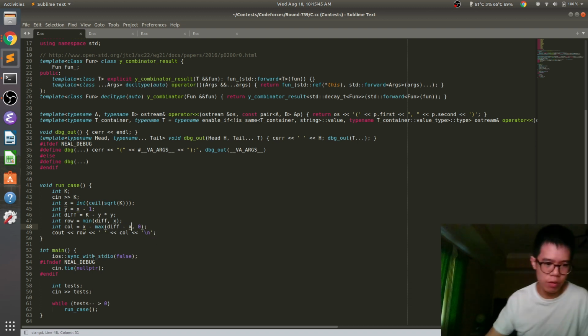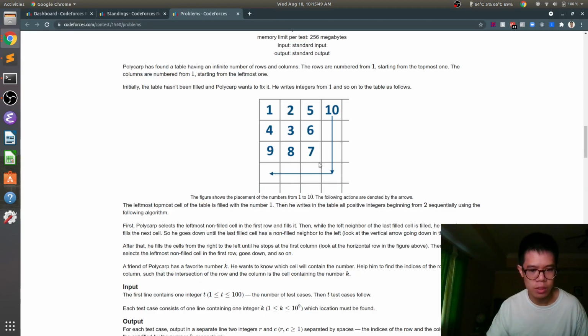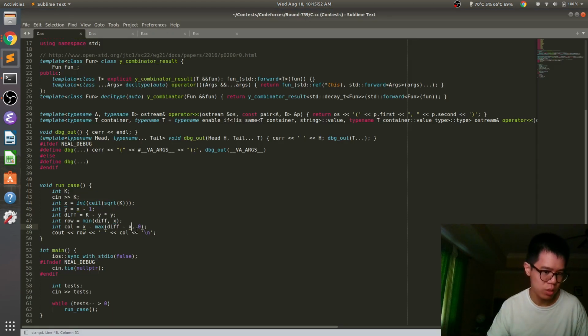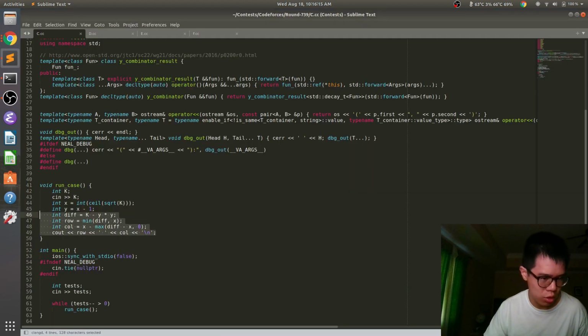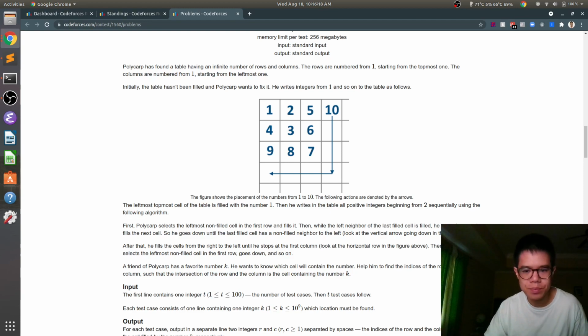So when diff is 5 and x is 4, we're subtracting 1 from the column. But if the diff is 4 or less, we're not subtracting anything. That's why it's max with 0. And that gives you the row and column, and we just output that. If you're confused about this, it's good to just work through 10, 11, 12, 13, 14, 15, 16, and make sure that it makes sense. And this is just O(1) time, so obviously very fast.